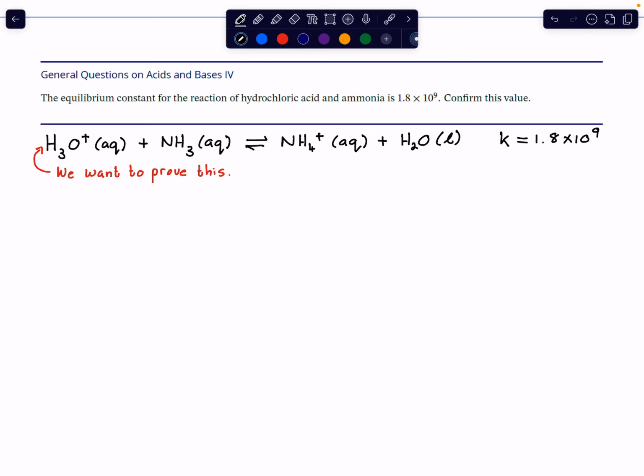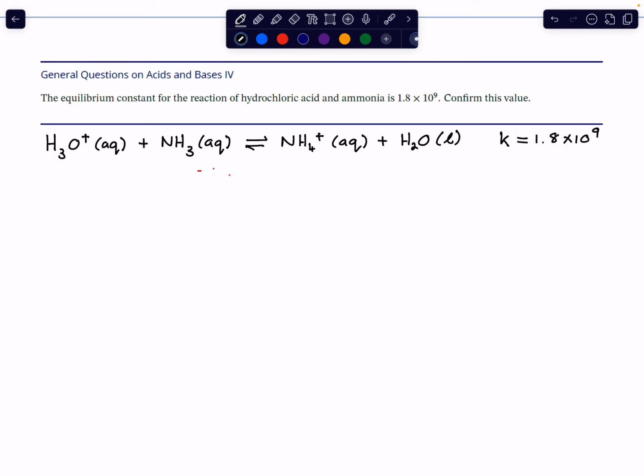Hello everyone. So we're looking at this example. We're looking to prove something interesting, or something that might not be that obvious. So I've written out what we want to look at. We're asked to prove that the equilibrium constant for the reaction of hydrochloric acid and ammonia is 1.8 times 10 to the power 9. Confirm this value. So we want to prove this.